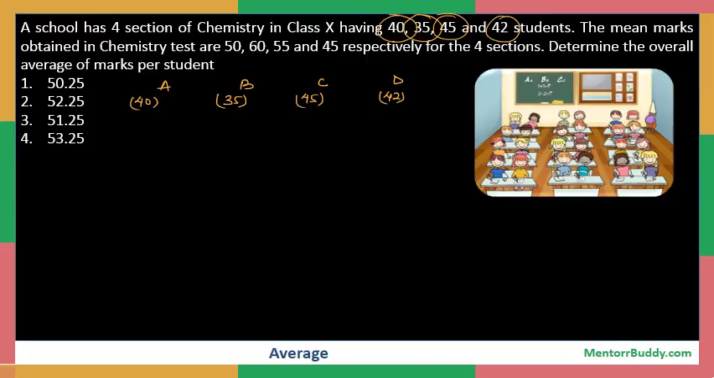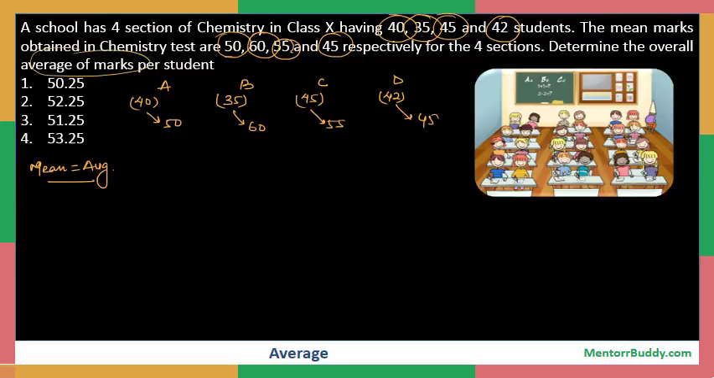Now there was a test which was conducted for chemistry and the mean marks, when we say mean marks, it is actually nothing but average marks we are saying. So average marks for section A was 50, for section B it is 60, for section C it is 55 and for the last, that is D, it is 45. And now the question is, determine the overall average of marks per student.